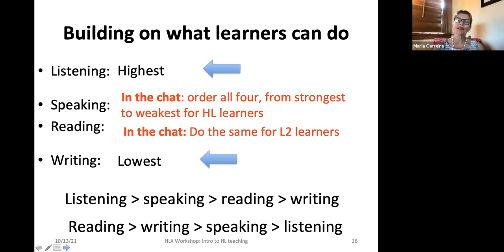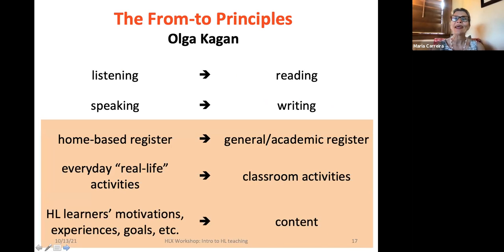The point I want to make is, look, for my HL learners, listening is the strongest. For my L2 learners, listening is the weakest. For my HL learners, reading is among the hardest ones, and it is the strongest one for my L2 learners, right? That's kind of why it's so difficult to teach in a mixed class. I said I wasn't going to talk about mixed classes very much, but I do want to start to show you how we think about teaching and why HL learners kind of run counter to that general direction in which we teach.